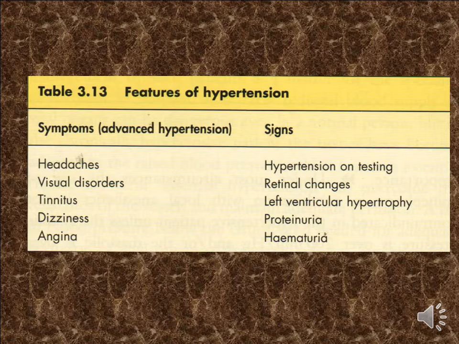Hypertension has symptoms and signs in the hypertensive patient. The symptoms are headache, visual disorder, tinnitus, dizziness, and angina. The signs are hypertension on testing, retinal changes, left ventricular hypertrophy, and proteinuria and hematuria on laboratory investigation.